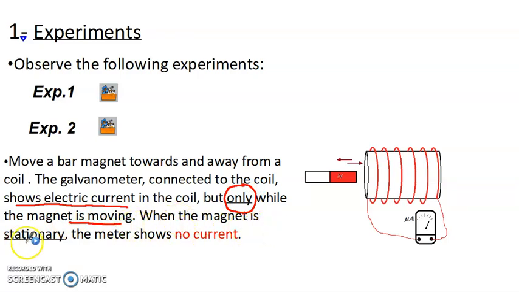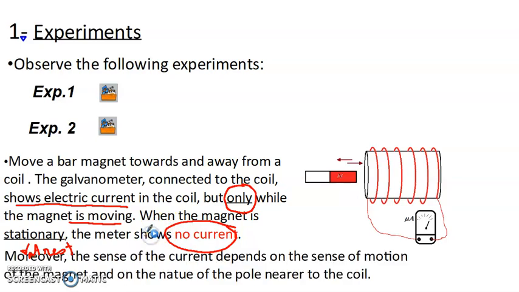When the magnet is stationary, meaning at rest relative to the coil, the meter shows no current. Be careful about this. So current appears only when there is relative motion between magnet and coil. Also, the sense of the current depends on the sense of motion of the magnet. We observe this. You can review the video and see experiment 1.